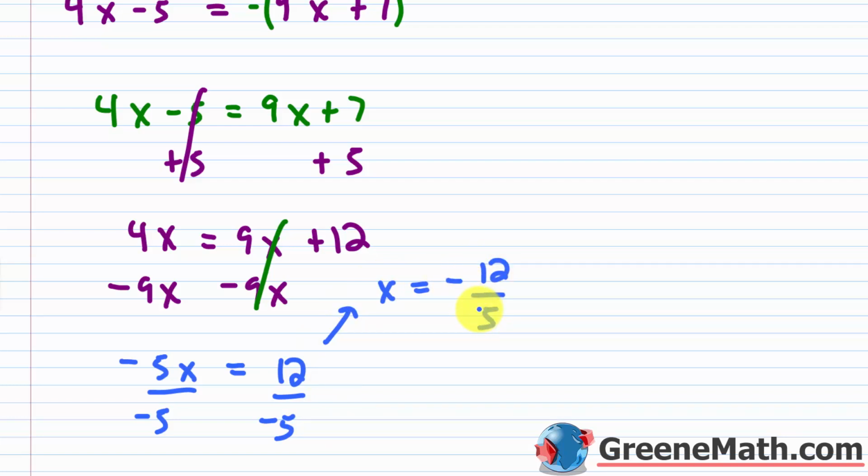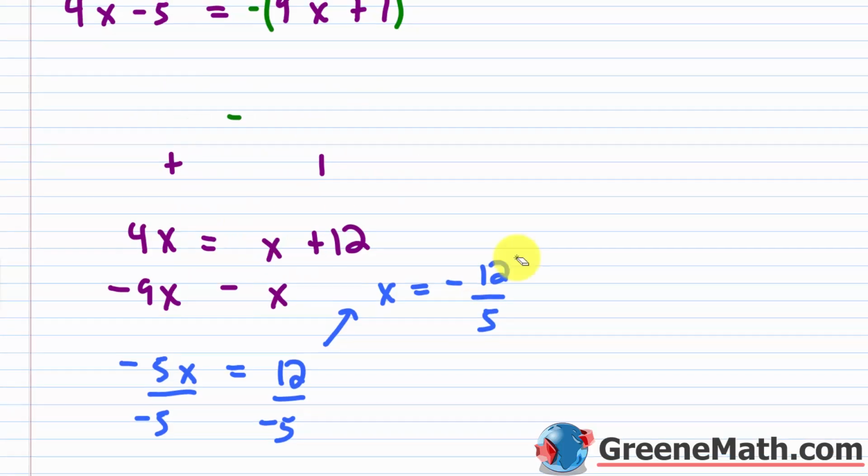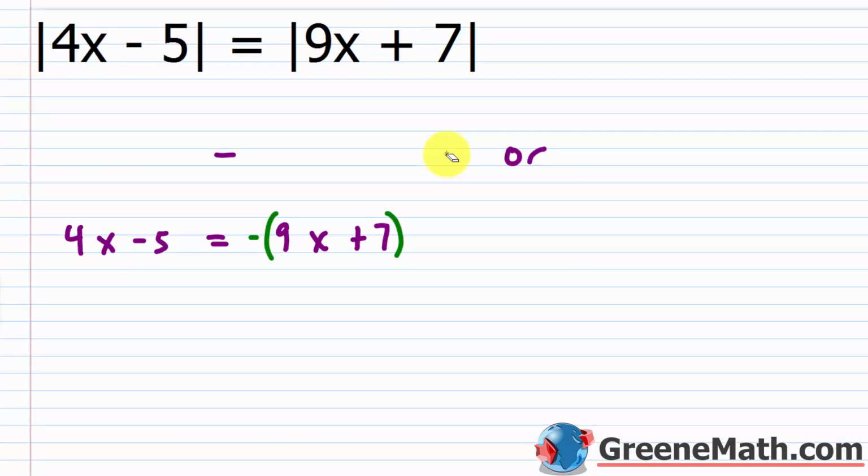So let's erase all of this. We're going to keep that x equals negative 12 fifths. So I don't need this equation anymore. I'm just going to put x equals negative 12 fifths. And then I'm going to have my or here. I'm going to do it vertically.